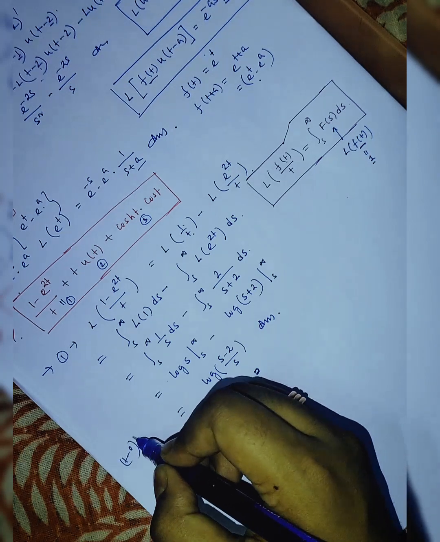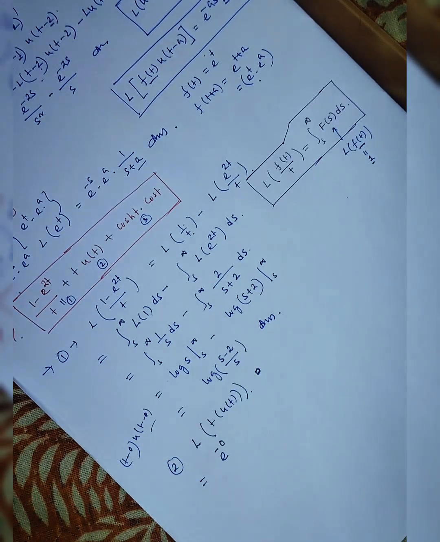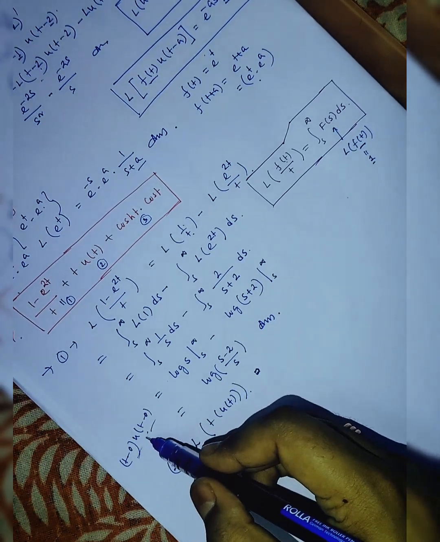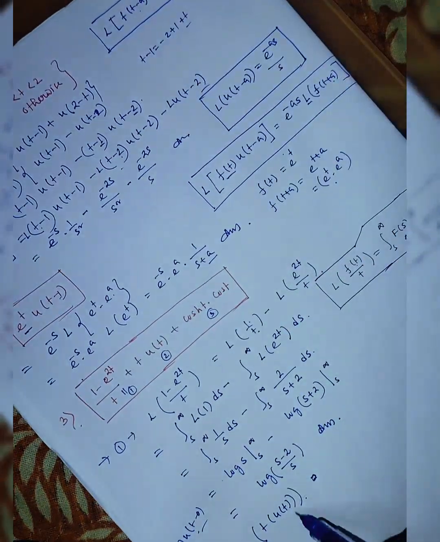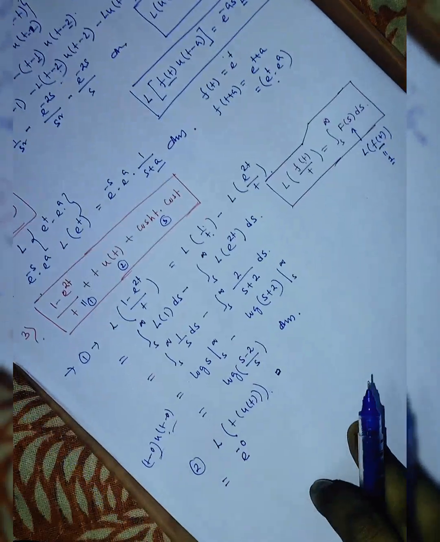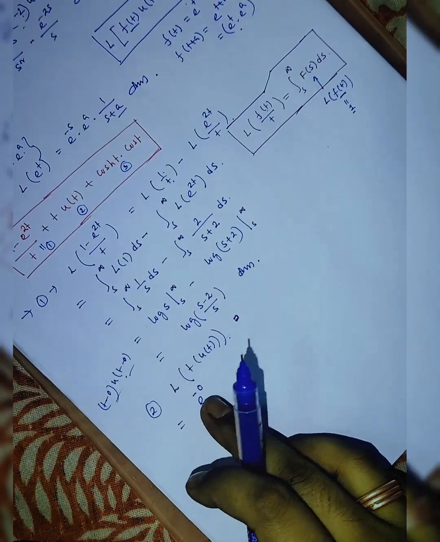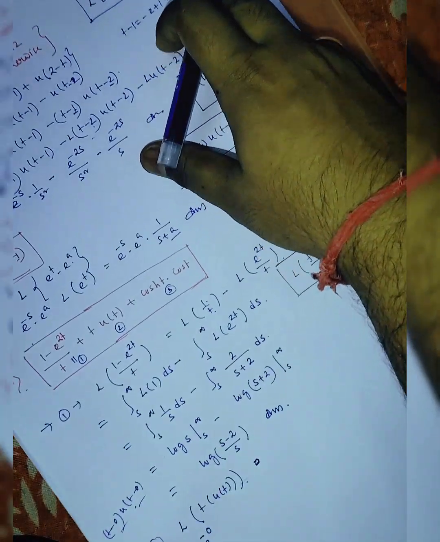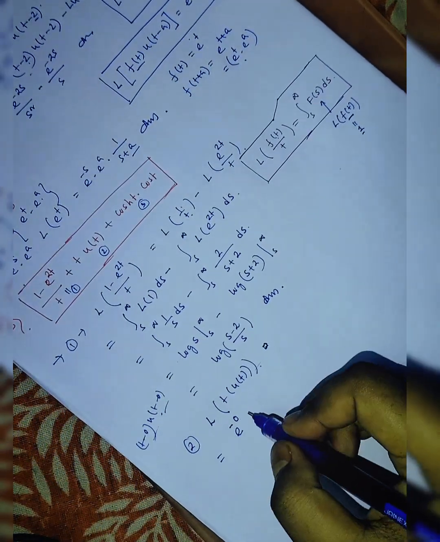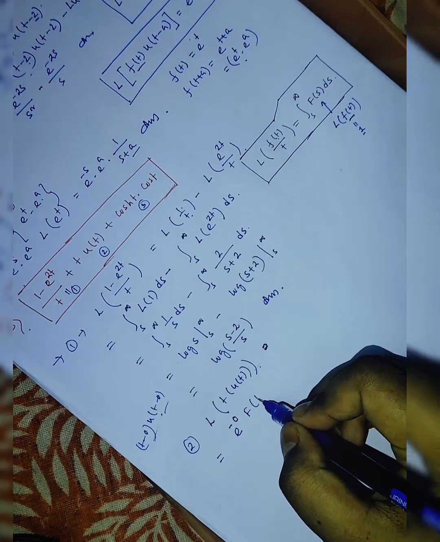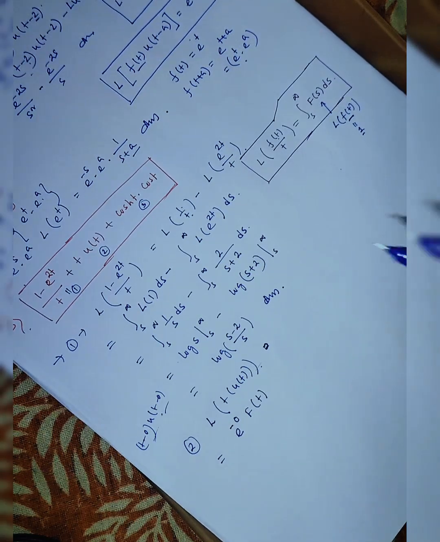So t minus 0, u of t minus 0. If you can write this, if you see t minus 0 u of t minus 0, then you can easily use this formula. So e to the power minus a s f of s. I will use this. So e to the power minus 0 into f of s. F of s means f of s equals L of f of t.